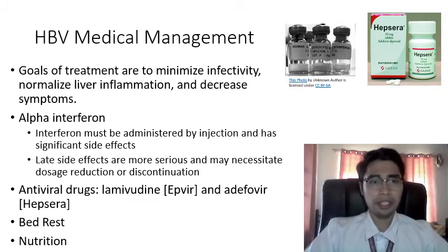Now, the alpha interferon is usually administered by injection and has significant side effects. The significant side effects include fever, chills, anorexia, nausea, muscle pain or myalgias, and fatigue. The late side effects include bone marrow suppression. Patients are also at high risk for osteoporosis, thyroid dysfunction, alopecia or thinning of the hair, or balding, and bacterial infections.